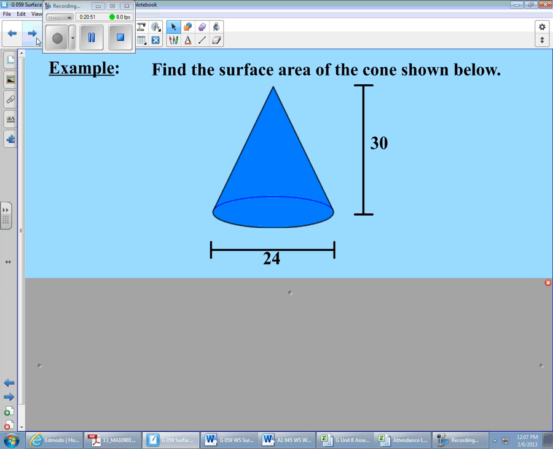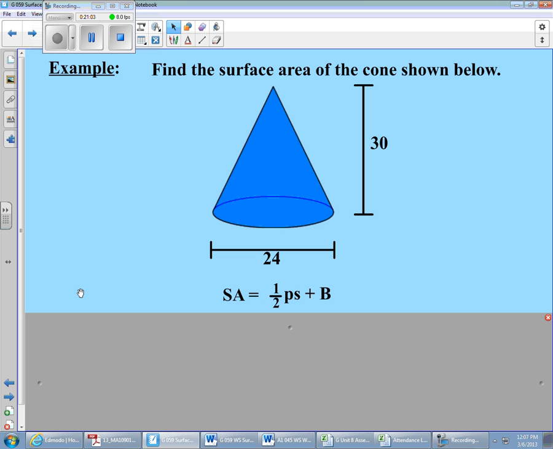Find the surface area of the cone shown below. Well, once again, this is a pyramid. It just happens to have a circular base, which is why we call it a cone. But it is still a pyramid. That means the formula for the surface area of a pyramid does still apply: 1/2 times P times S plus B.